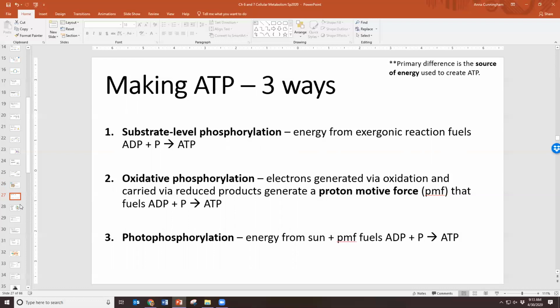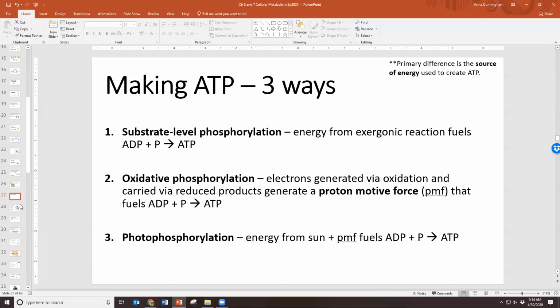This is mediated by an enzyme. But instead of using those electrons immediately to generate ATP, we carry them to an electron transport chain and generate a proton motive force, and that is what is used to make ATP. So why would we do that when we can do substrate level phosphorylation, which is way easier?